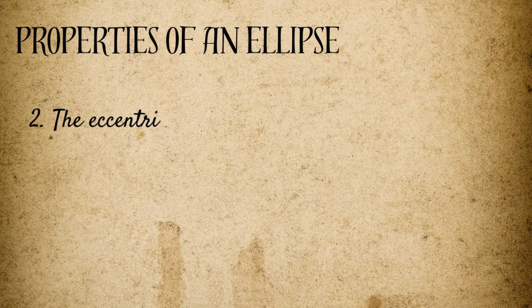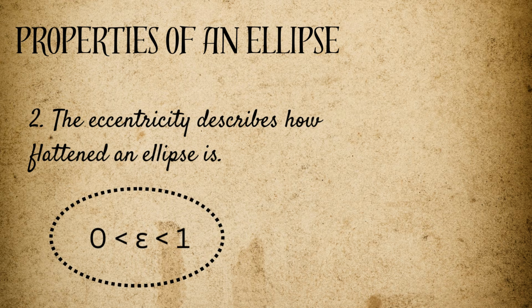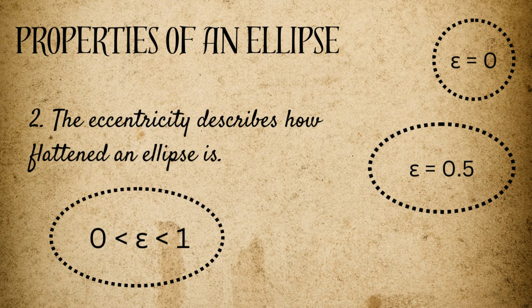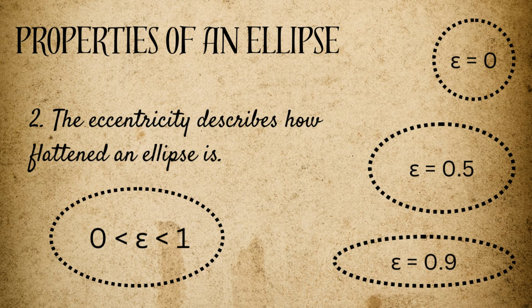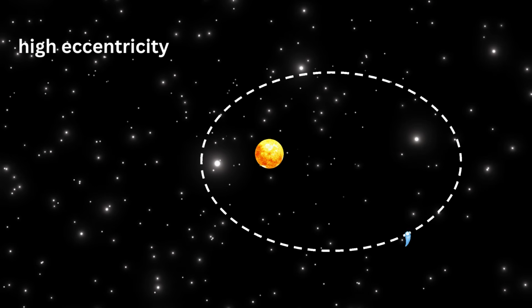The eccentricity of an ellipse describes how flat it is. Eccentricity is given as a value between 0 and 1. The flatter the ellipse, the more eccentric it is. The nearly circular paths of the planets in our solar system are not very eccentric, while the paths of comets are much more eccentric.